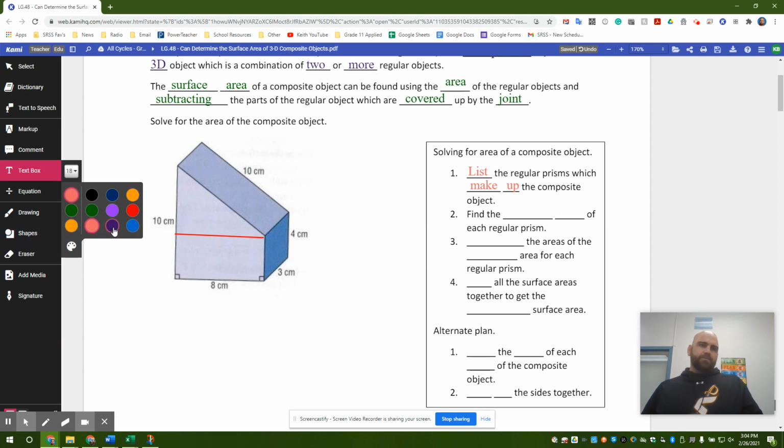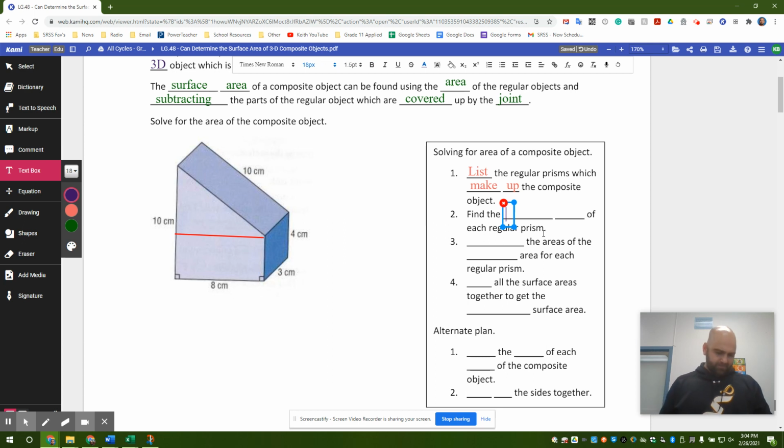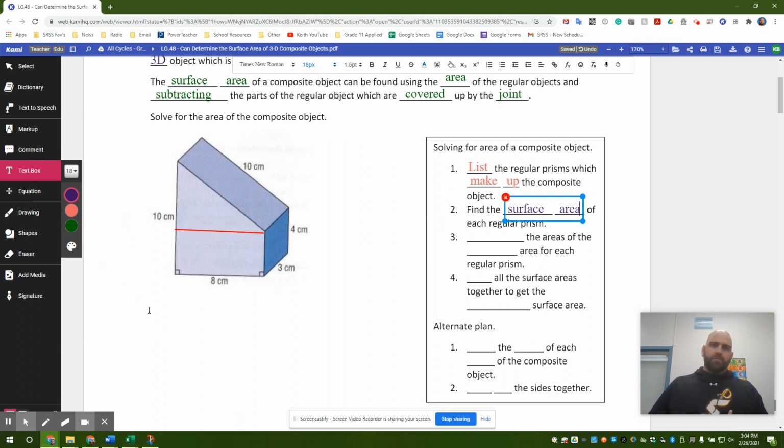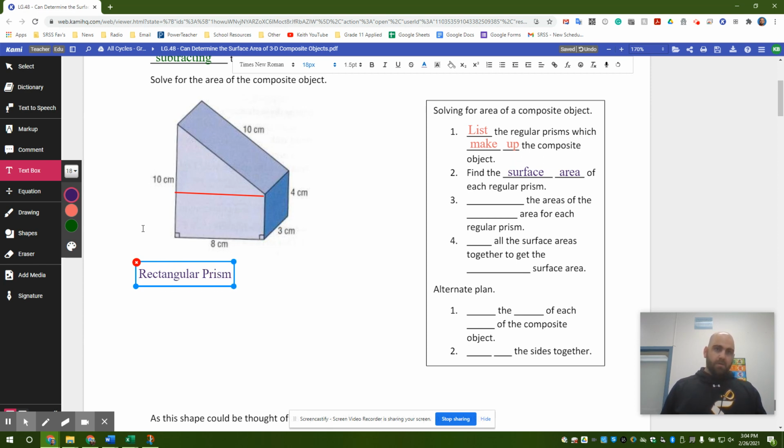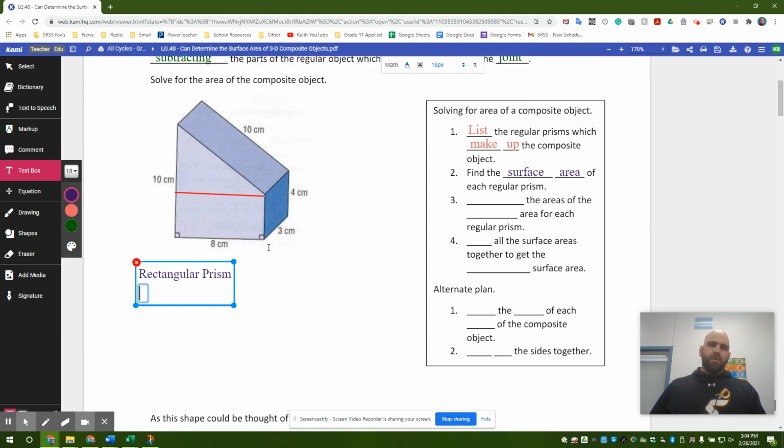Now, the next thing that we do is we find the surface area of each regular prism. So we're going to find the surface area of the top one and the surface area of the bottom one. I'm going to try to go through this semi-quickly and not take too much time, but we have this rectangular prism on the bottom. To find the area of that, in total, we have an 8 by 4, a 3 by 4, and an 8 by 3. Let's call this the base here, so a 3 by 4 is going to be our base.